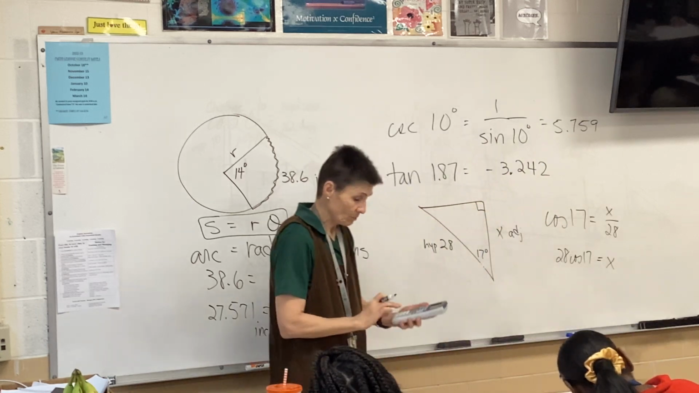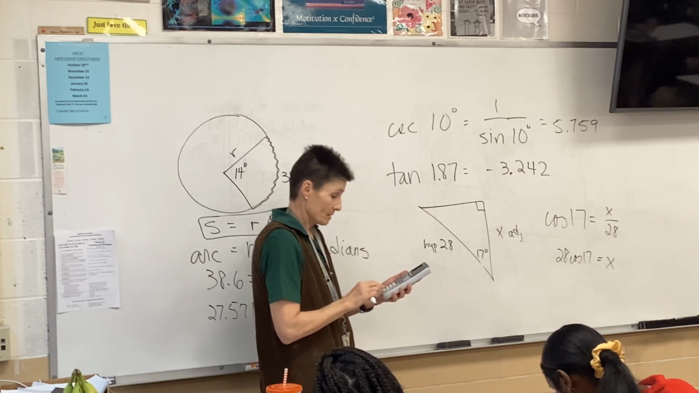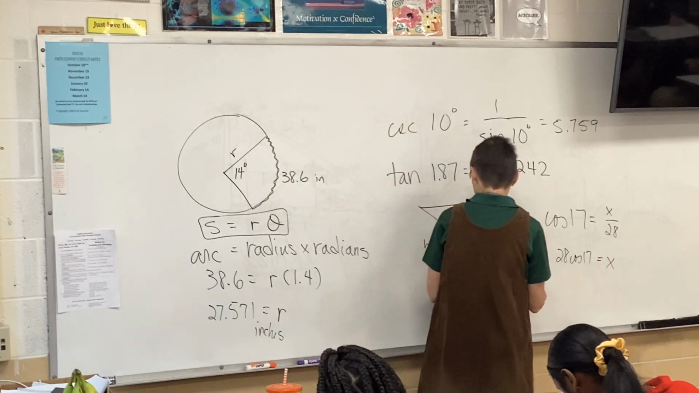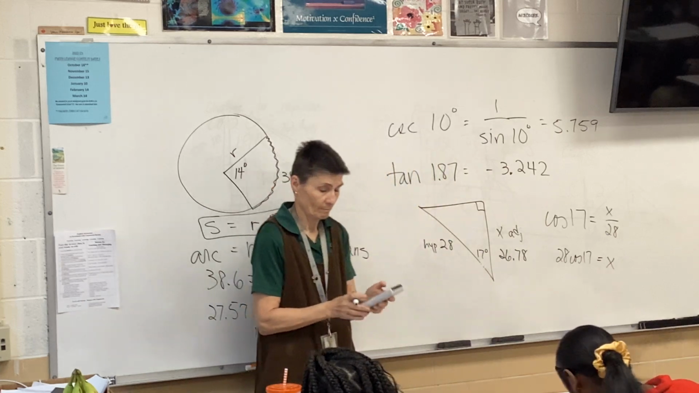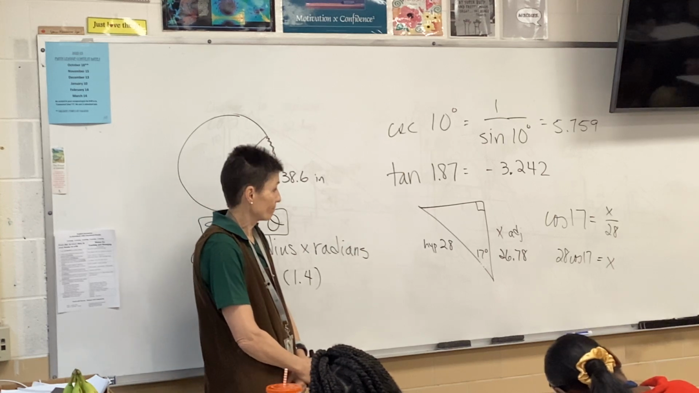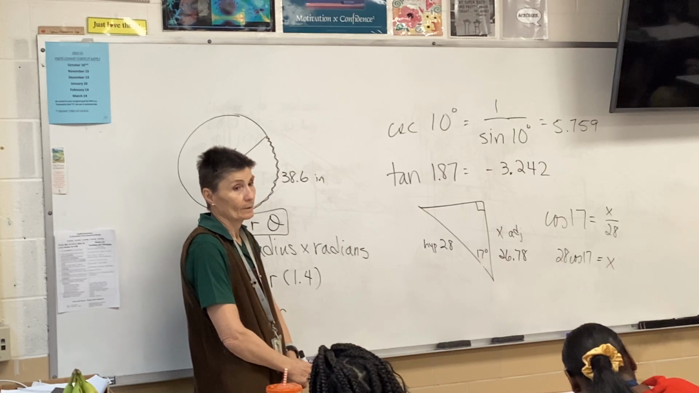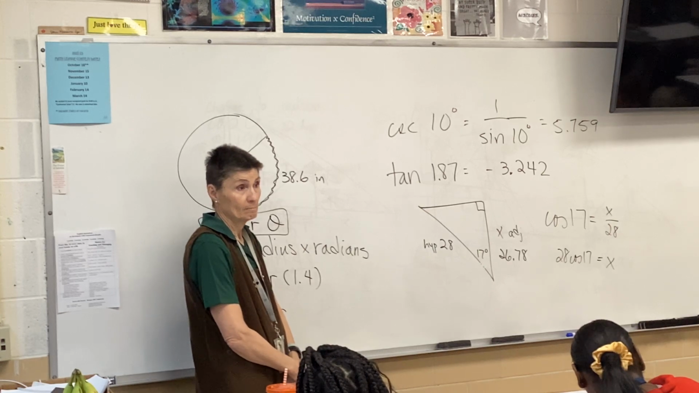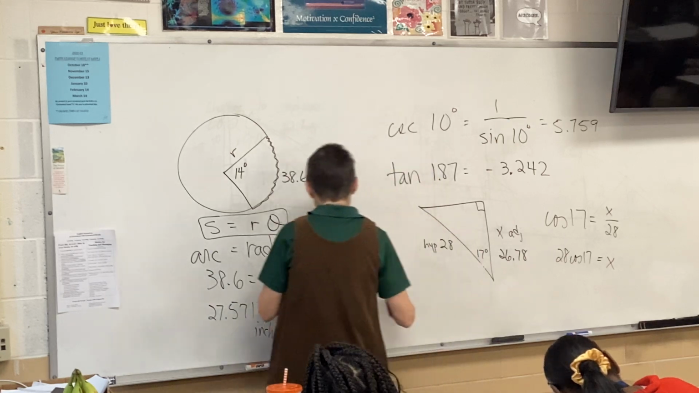So that's an easy one. Caution, caution, gotta be in degrees. So 28 cosine 17, I got 26.78. Everybody okay with that? All right, let's turn it over. No calculator.